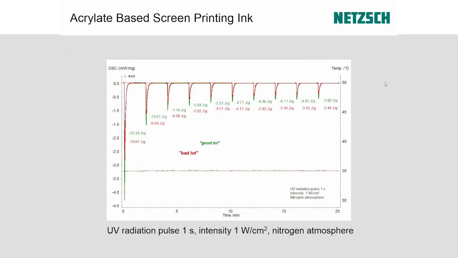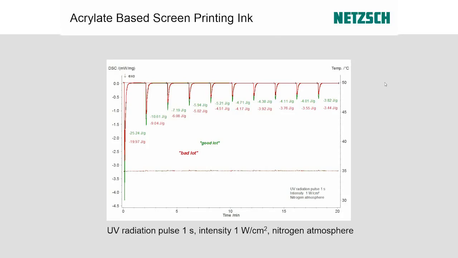So here we're looking at two different materials. Green is a good lot from a customer, and red is a bad lot. So each of these spikes is caused by an irradiation. That pulse is 1 second at an intensity of 1 watt per centimeter squared in a nitrogen environment. So what we do is that 1 second pulse occurs, and you can see that each of these reactions is approximately a minute long. So there's a 1 second pulse, and then the material cures for approximately a minute.